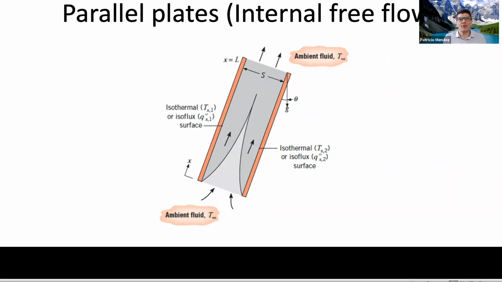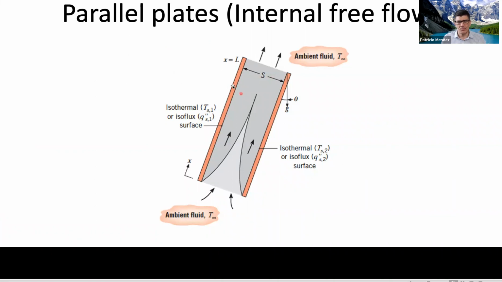Now let's talk about internal flows in natural convection. For example, in a chimney, say I have a pipe and I heat up the pipe, the flow is going to want to move up, right? Much like in a chimney, it's going to have a draft, and we can calculate that.